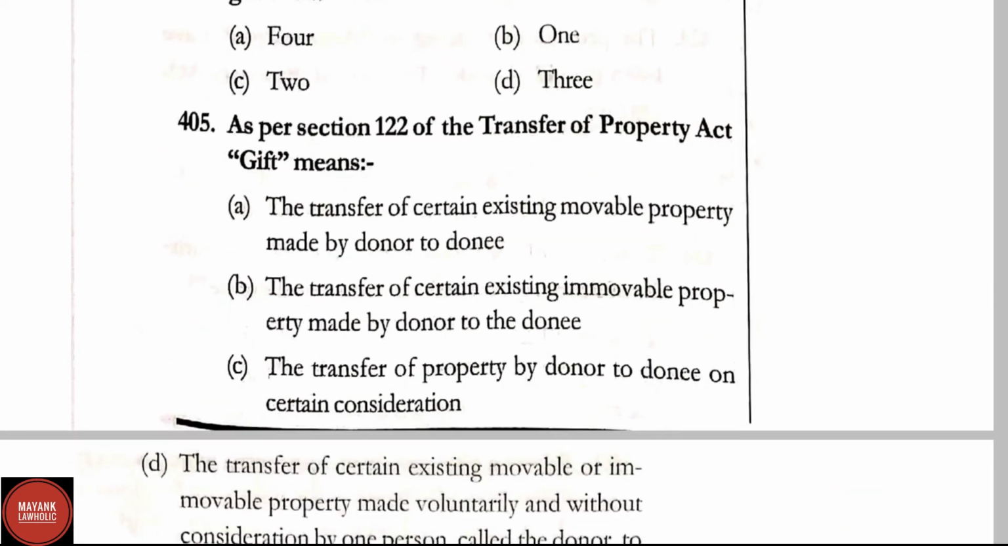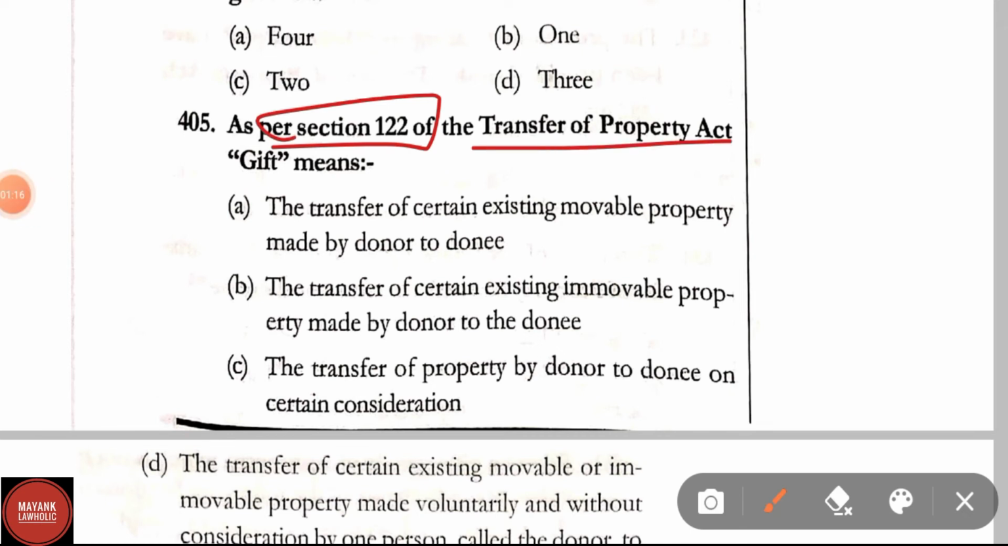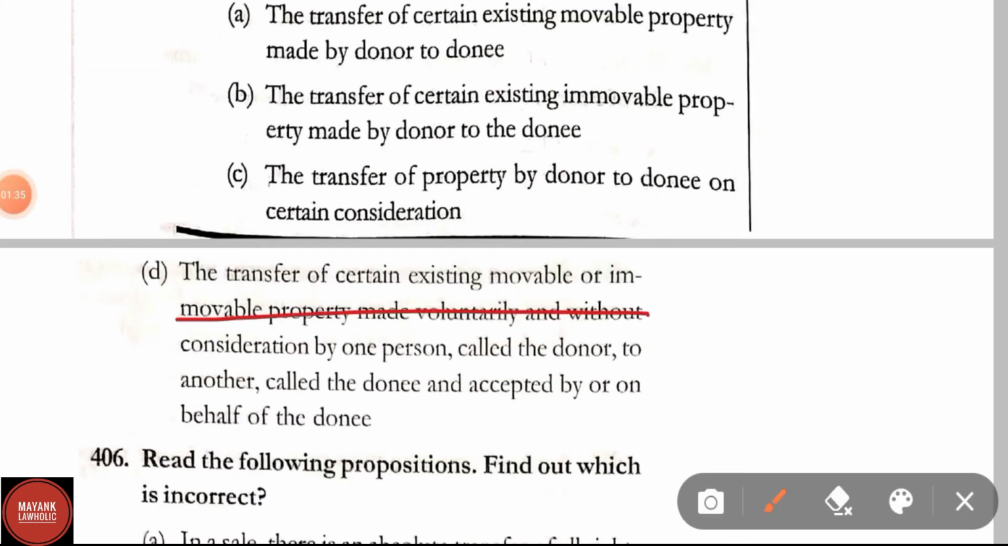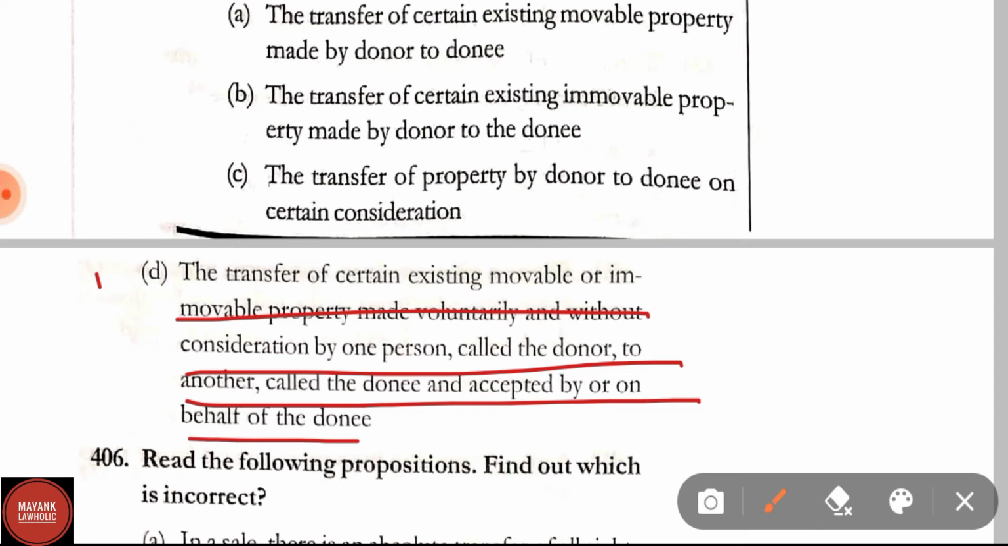Question number 405. As per section 122 of Transfer of Property Act, gift means the transfer of certain existing movable property made by the donor to donee, the transfer of certain existing immovable property by the donor to the donee, the transfer of property by donor to donee on certain consideration, and option D, the transfer of certain existing movable or immovable property made voluntarily and without consideration by one person called a donor to another called a donee and accepted by or on behalf of the donee. Here the correct answer is option D.